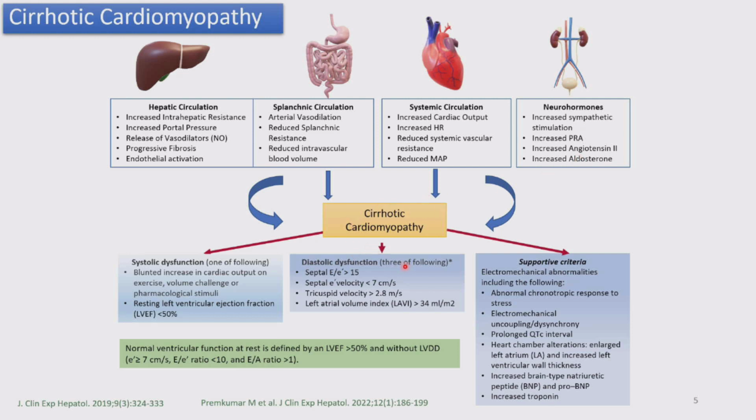The diagnosis of CCM is based on presence of systolic dysfunction as a reduced ejection fraction or global longitudinal strain, and it utilizes the septal E by E prime ratio of more than 15, the mitral E prime velocity of less than 7, tricuspid jet velocity and left atrial volume index. These criteria have been modified in the 2020 CCM consortium criteria as a modification of the original ASE guidelines of 2016. Supportive criteria such as ECG changes and association of biomarkers are also used.